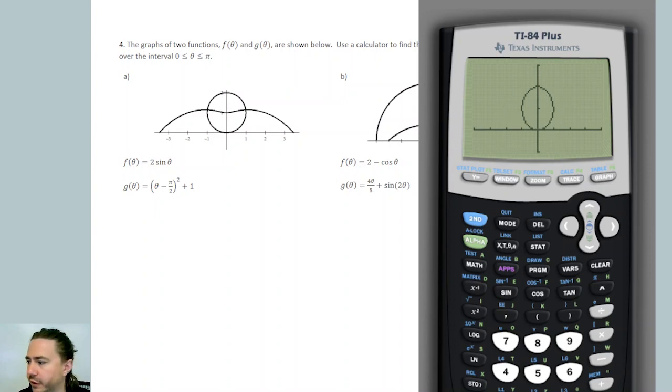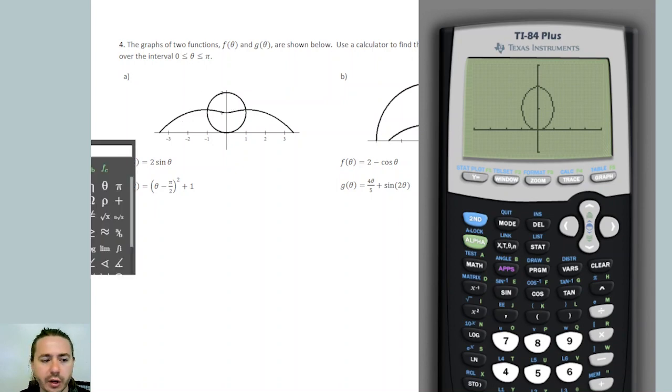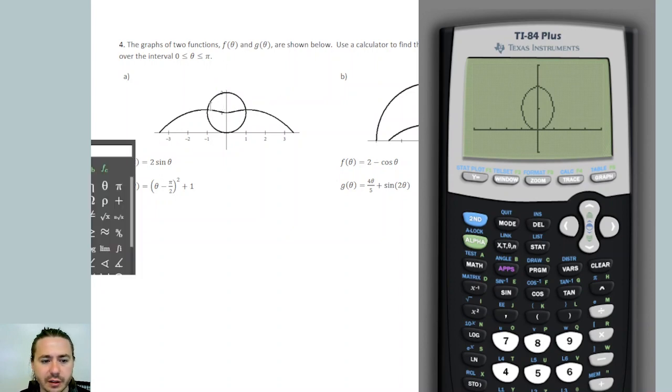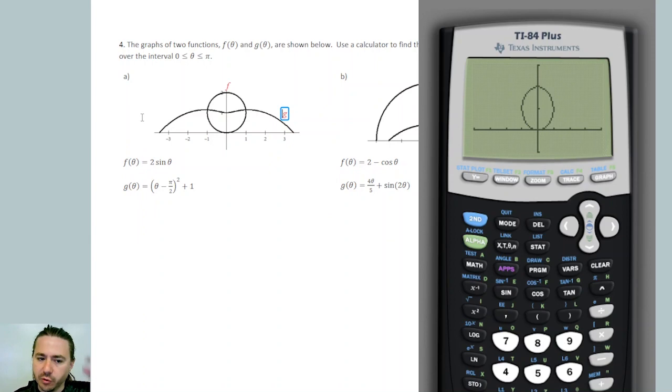So basically what I wanted to do is verify which one of these curves was which, and now I know that f is the circle. So I'm just going to make a little note that this is f of theta. I'll just call it f. And then this other one is going to be g. Okay, so what we're doing is we're trying to find the angle measures where f is greater than g.